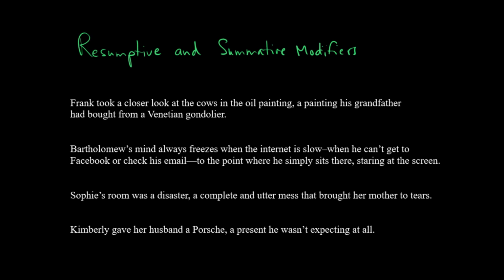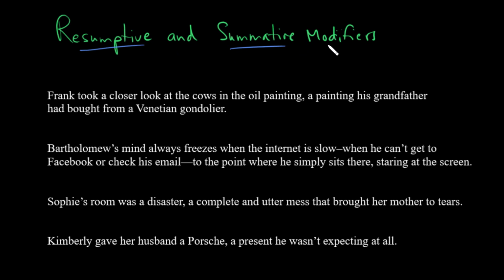One way to extend a sentence and make it more complex is to use a resumptive or a summative modifier. Let's see what this means. We'll start here with the resumptive modifier. In the first sentence, we read, "Frank took a closer look at the cows in the oil painting, a painting his grandfather had bought from a Venetian gondolier."